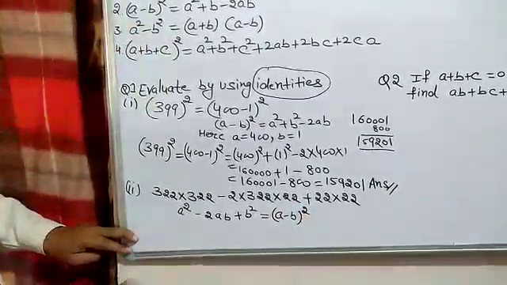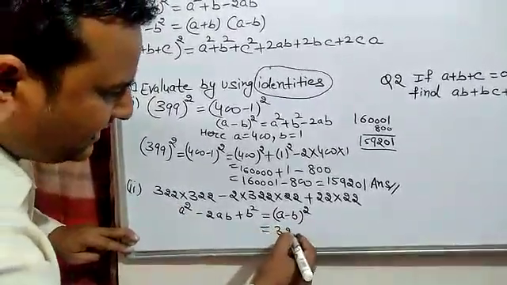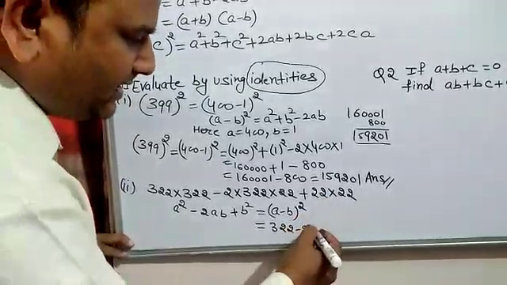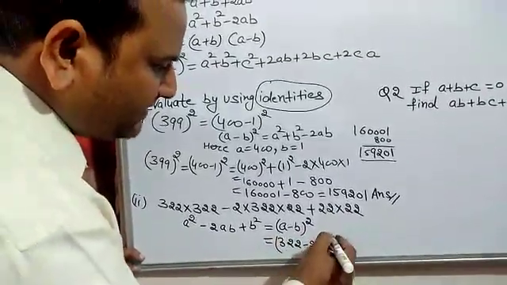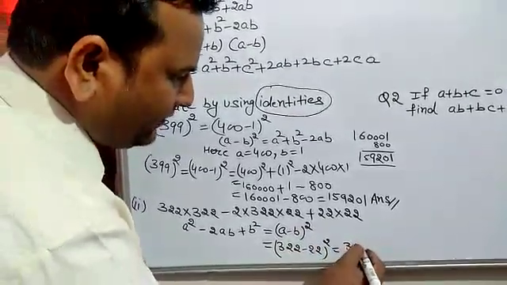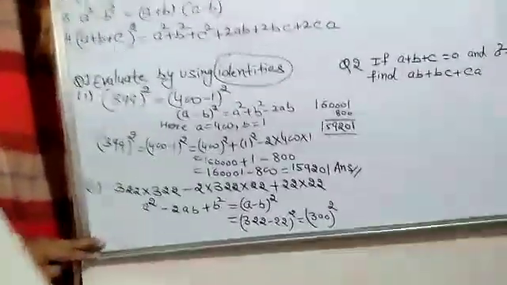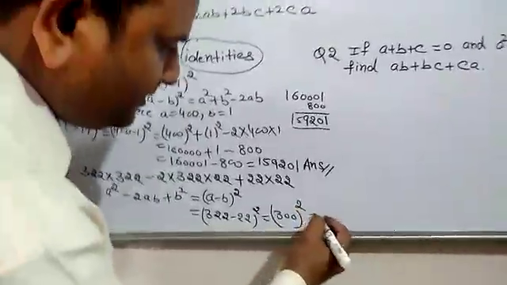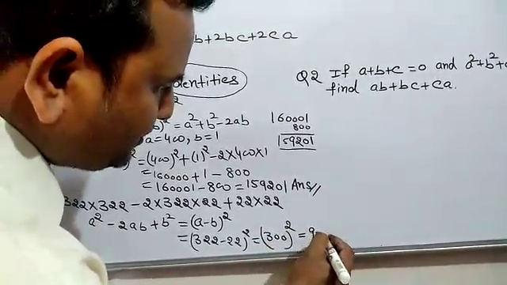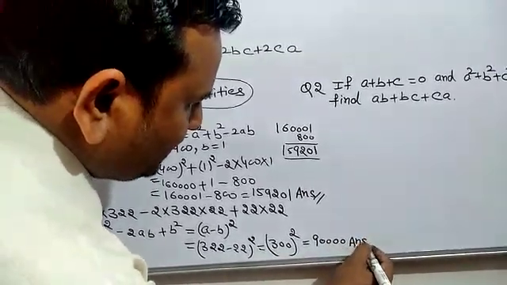What is the value of a? That we very well know. The value of a is 322. And what about b? b value is 22. So (322 minus 22) whole square. We are left with 300 square. So easily we can write this. 3 square is 9, this is 2 zeros, so 2 zeros squared is 4 zeros. So this is our required answer.